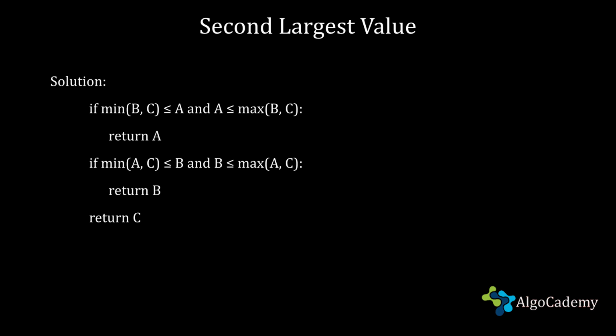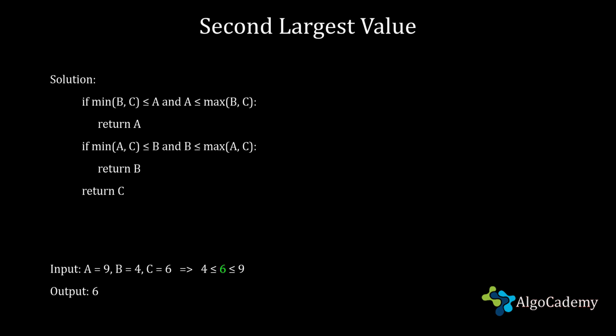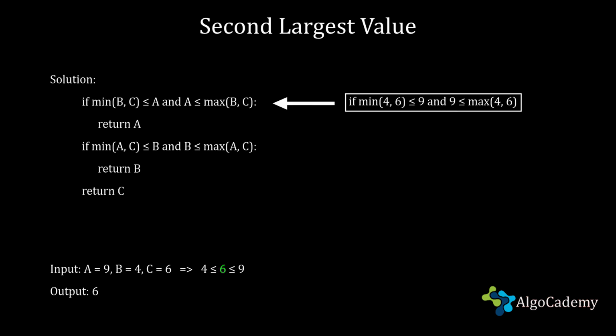Now let's take one last example to understand the code. Let's say a equals 9, b equals 4, and c equals 6. We execute the first line of code, in which we check if the minimum between 4 and 6 is less than or equal to 9, and 9 is less than or equal to the maximum between 4 and 6. So we check if 4 is less than or equal to 9, and 9 is less than or equal to 6. The first condition is true, 4 is less than or equal to 9, but the second one is false. 9 is not less than or equal to 6, so the whole condition is false.